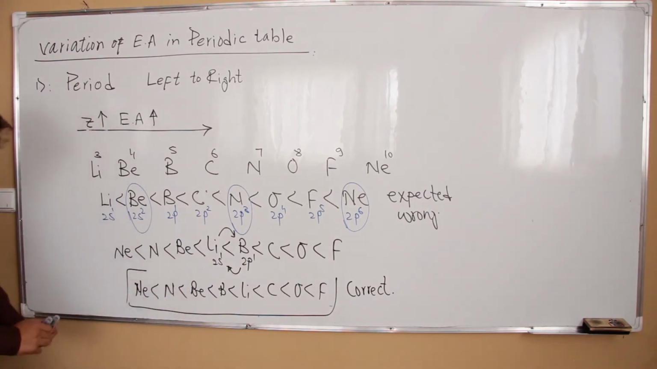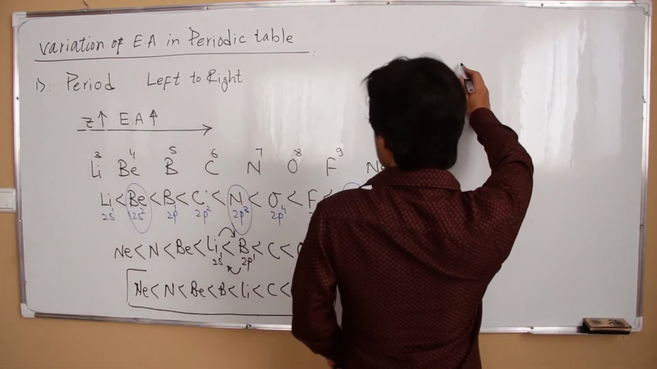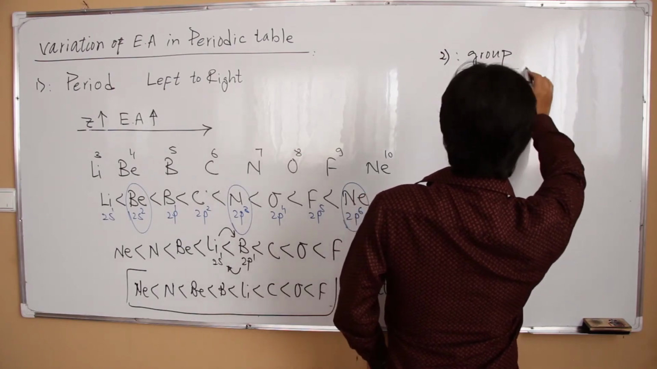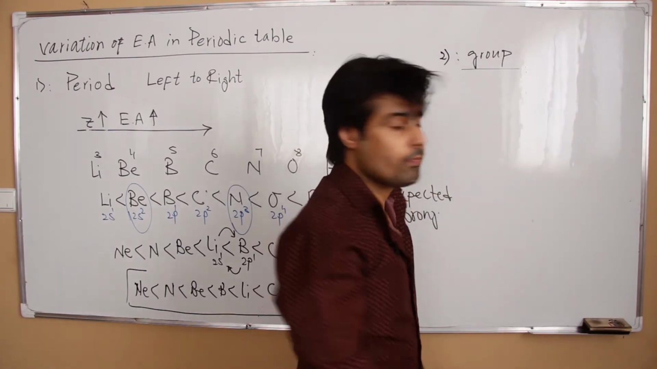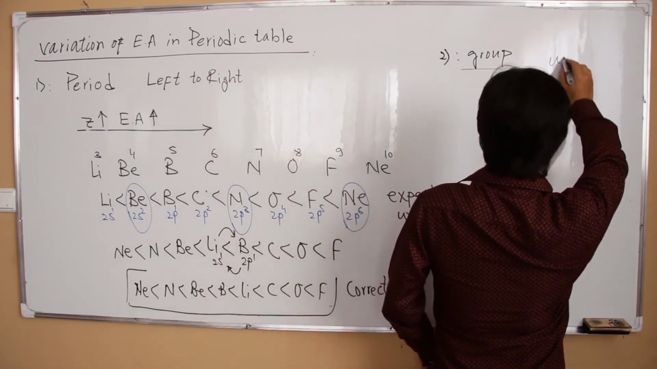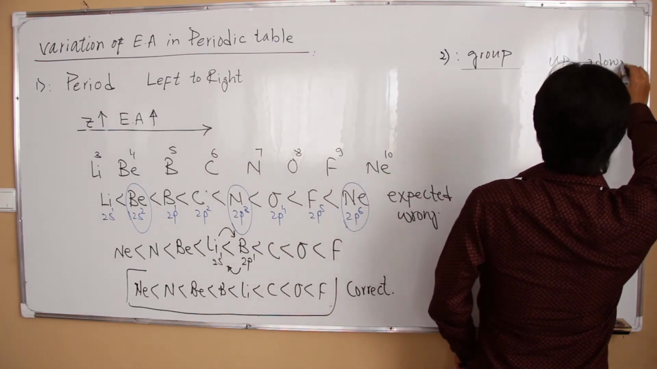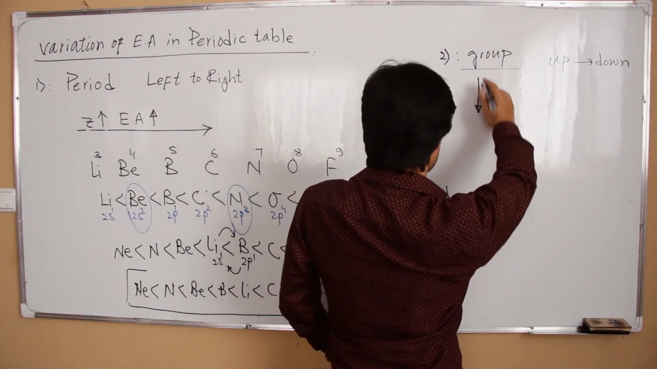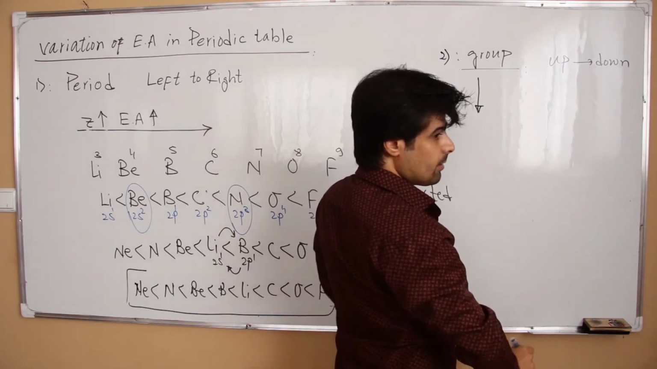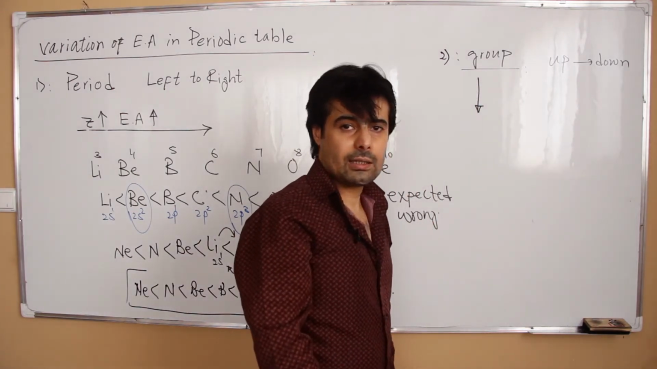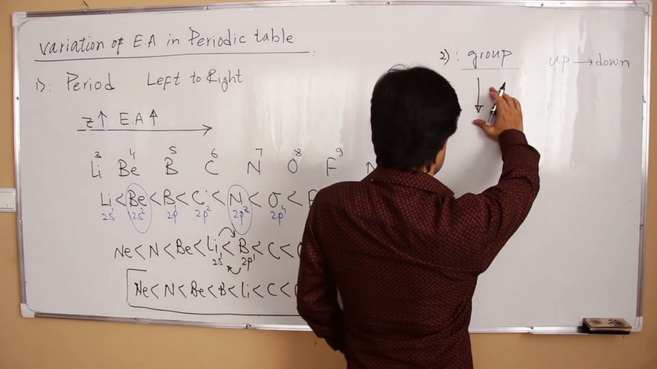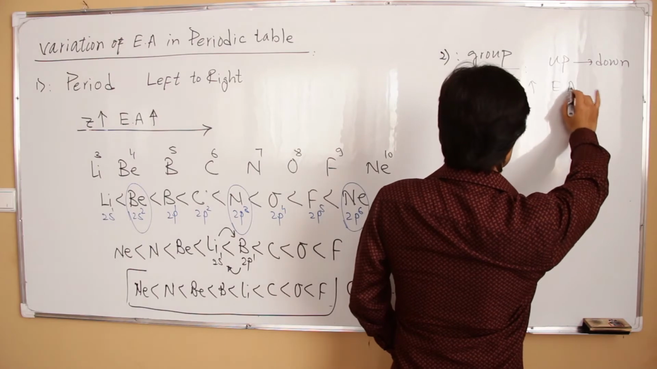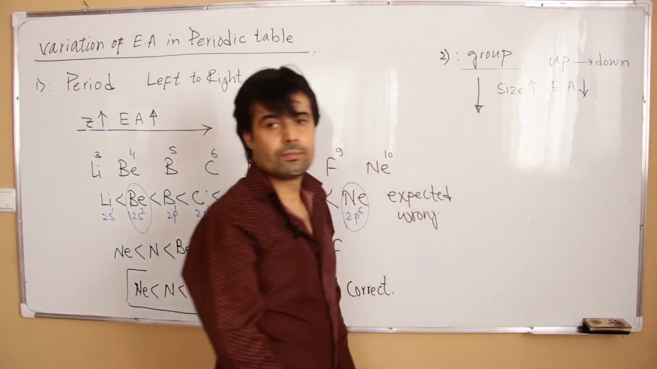Now come to the group. Whenever you are talking about the group, we mean from up to down. From up to down, what do you think? From up to down, the number of shells is added. If the number of shells is added, it means the size is increasing. If size is increasing, electron affinity must decrease.